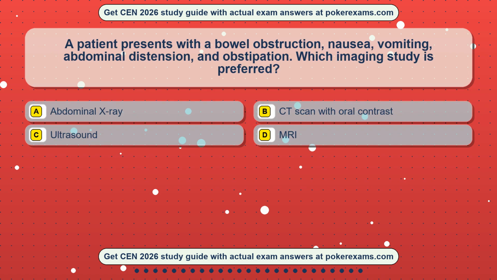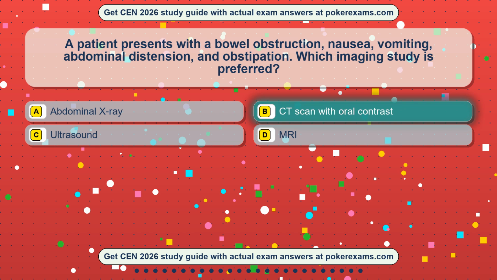Question 11. A patient presents with a bowel obstruction, nausea, vomiting, abdominal distension, and obstipation. Which imaging study is preferred? Option A, abdominal X-ray. Option B, CT scan with oral contrast. Option C, ultrasound. Option D, MRI. The correct answer is option B, CT scan with oral contrast.